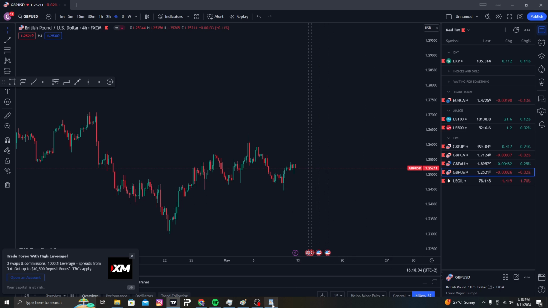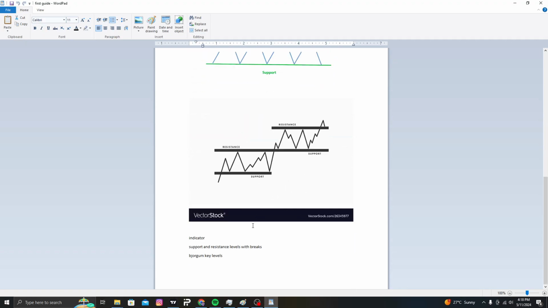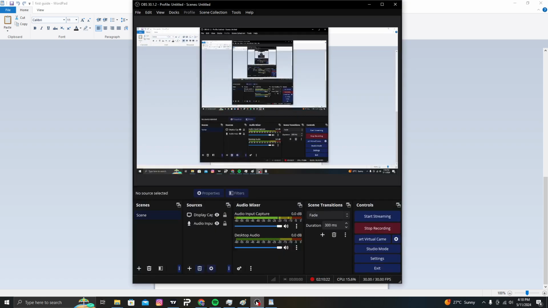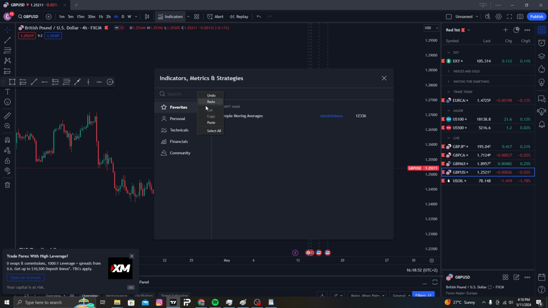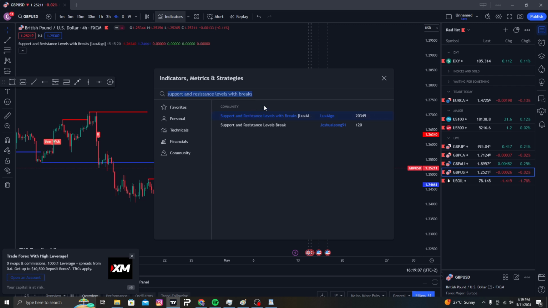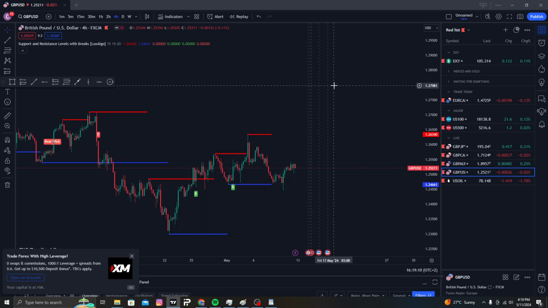There are two indicators you can use if you are still teaching yourself how to draw levels. The first one, give me a minute, I'm going to put it there. Go to your indicators and type this. Do you see it? Support and resistance breakout with breaks. Click on it. This is your present for today, guys, as a trader.